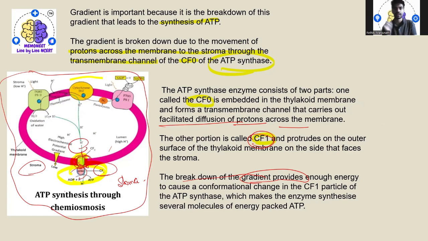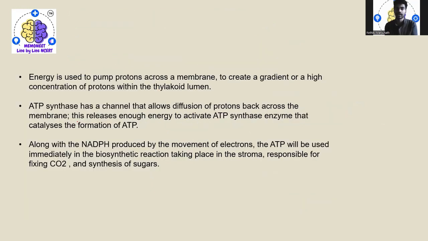So one easiest method, instead of mugging up the sentences and all, is to just try to recall and remember this diagram and try to know where exactly the labeling will come and its function. Then only you'll be able to understand the entire concept. Okay. So, in summary, energy is used to pump the protons across a membrane to create a gradient, a higher concentration of protons within the thylakoid membrane.